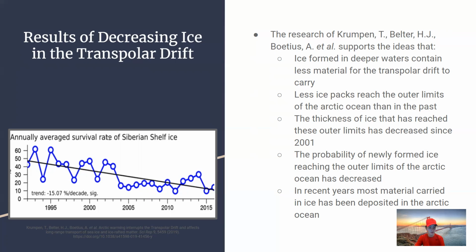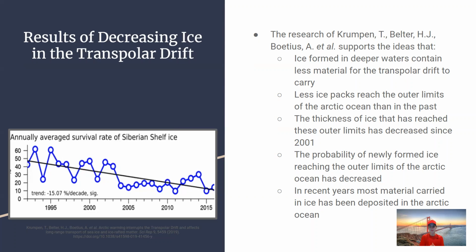And you can see this in the graph off to the left here. That's labeled annually average survival rate of Siberian shelf ice. Siberian shelf ice is just ice on the shelf of Siberia. It's just ice on the coast of Siberia. And as you can see, from 1995 to 2015, the lifespan has just decreased. The ice is not lasting as long as it did in 1995 anymore.